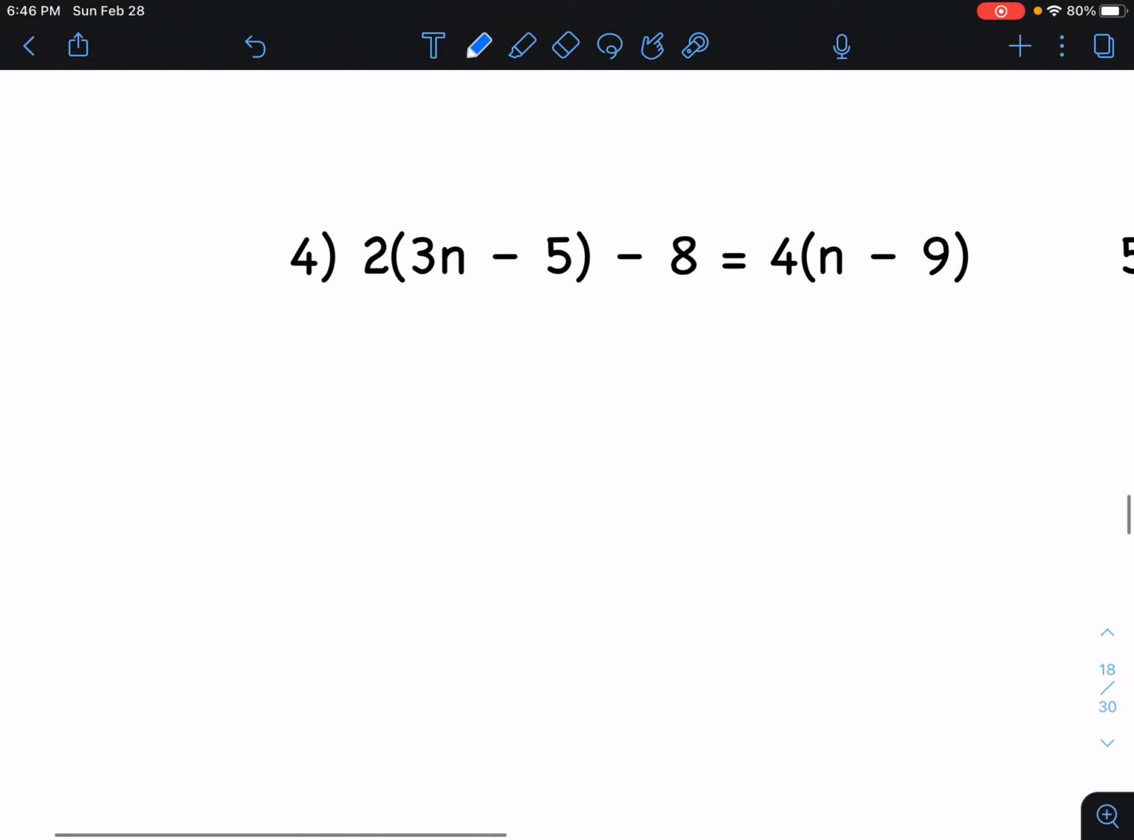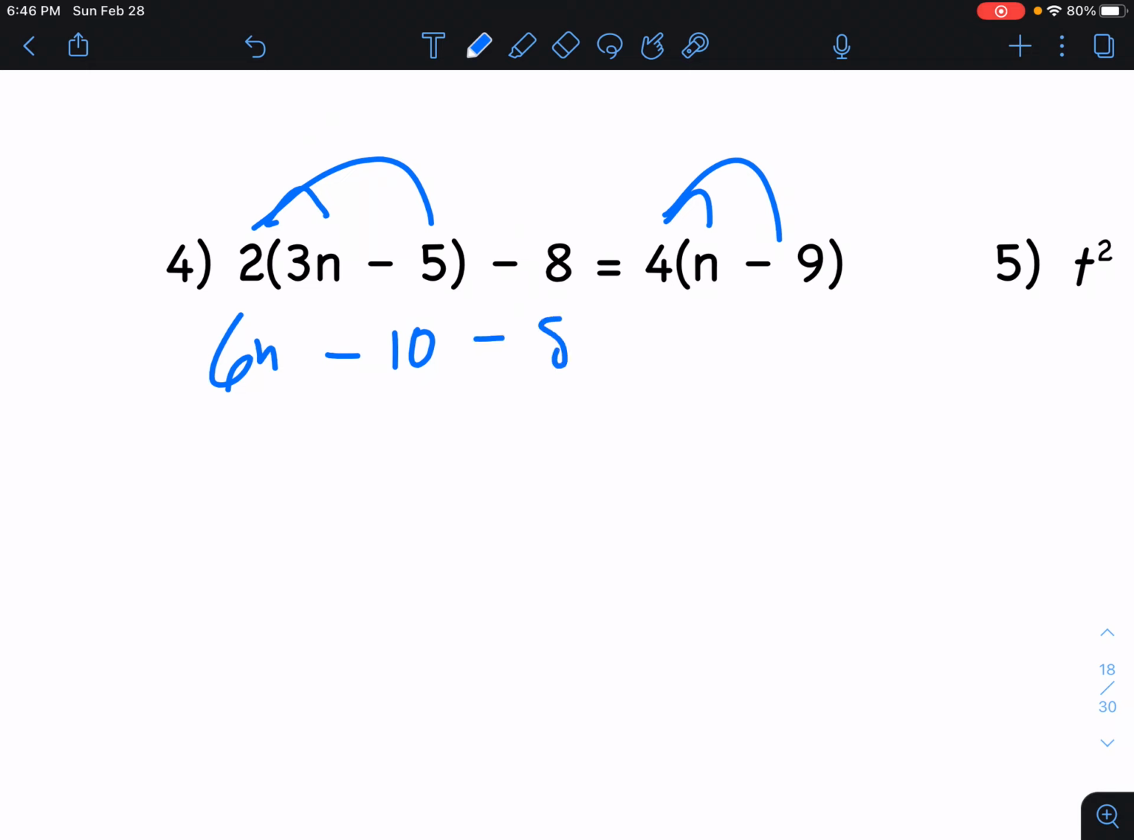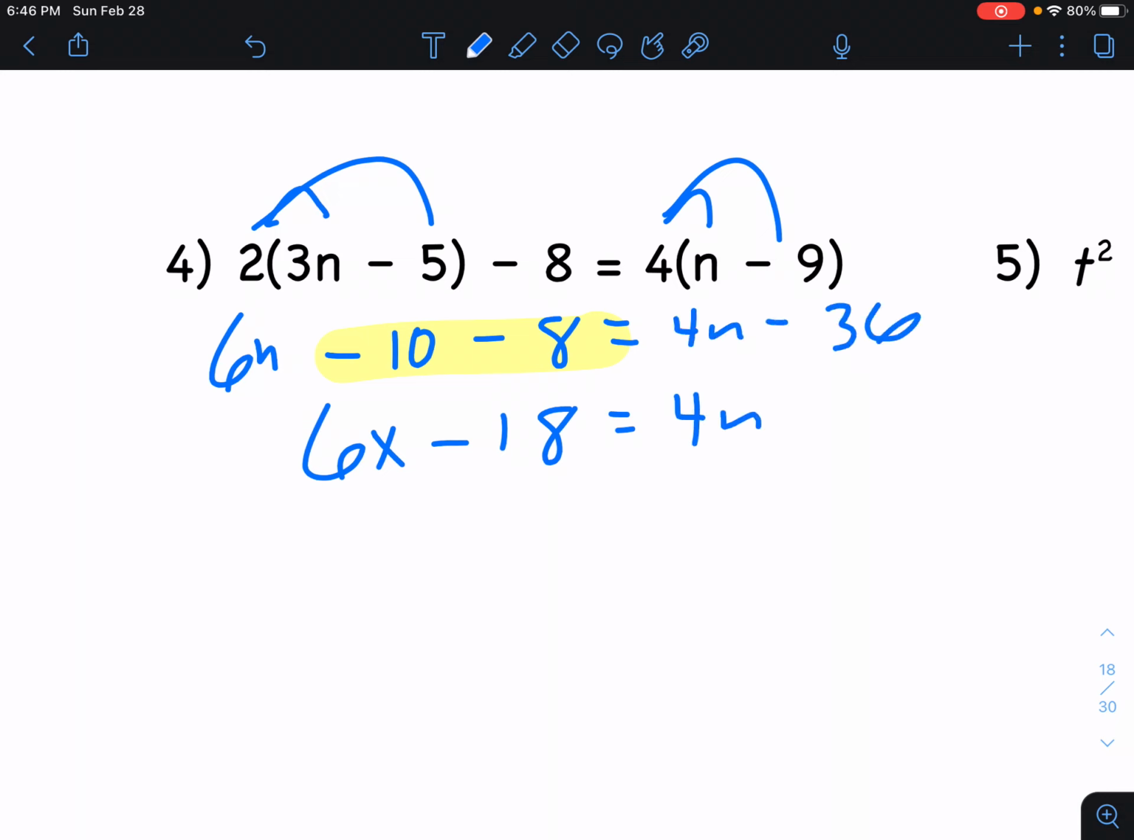All right, number 4, parentheses definitely distributes on the left and the right side of the equal sign. So 6n minus 10. And then we can also combine like terms here. That'll be 6n minus 18. Distribute the 4 on the right side. 4n minus 36. Just bring it down.